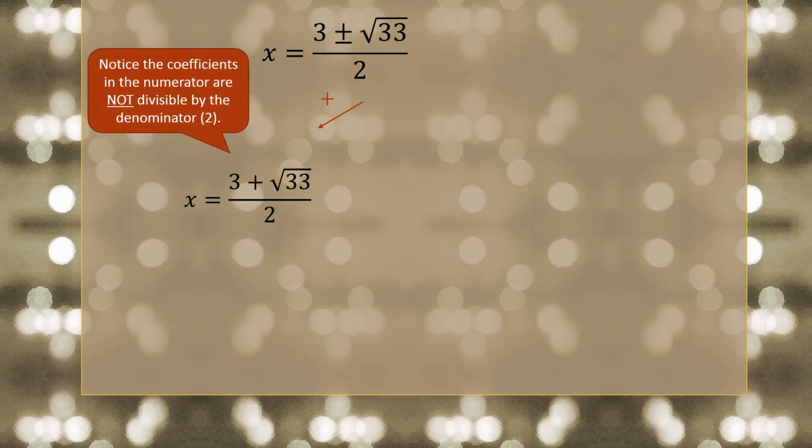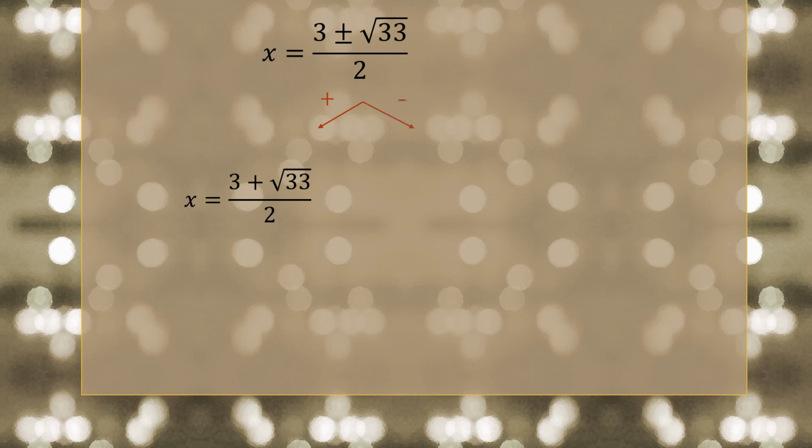Now notice we still have the radical, but if you factor 33, notice you only get 3 and 11, and there are no pairs. So the radical cannot be simplified, so now we focus on the plus and minus. The plus version gives us x equals 3 plus square root 33 over 2. Notice in this case, the coefficients in the numerator are not divisible by the denominator. Our first coefficient is 3. Our second coefficient is a 1 because there's an imaginary 1 in front of the radical. Neither the 3 nor the 1 are divisible by 2, so this cannot reduce.